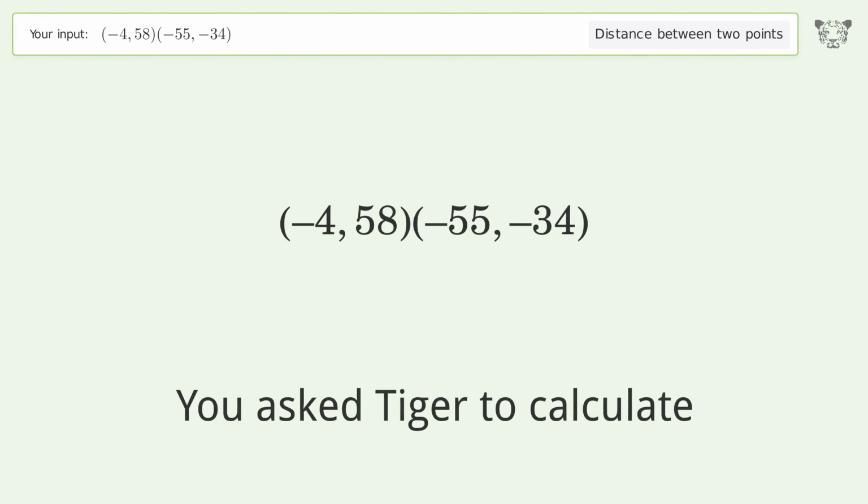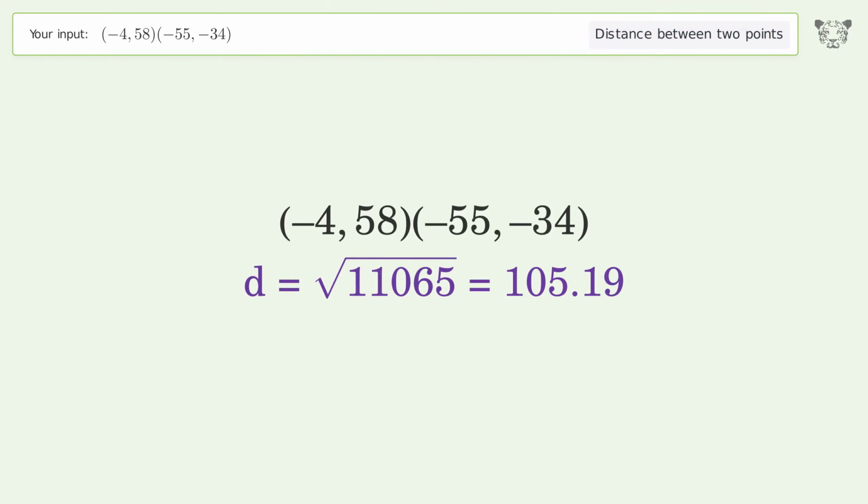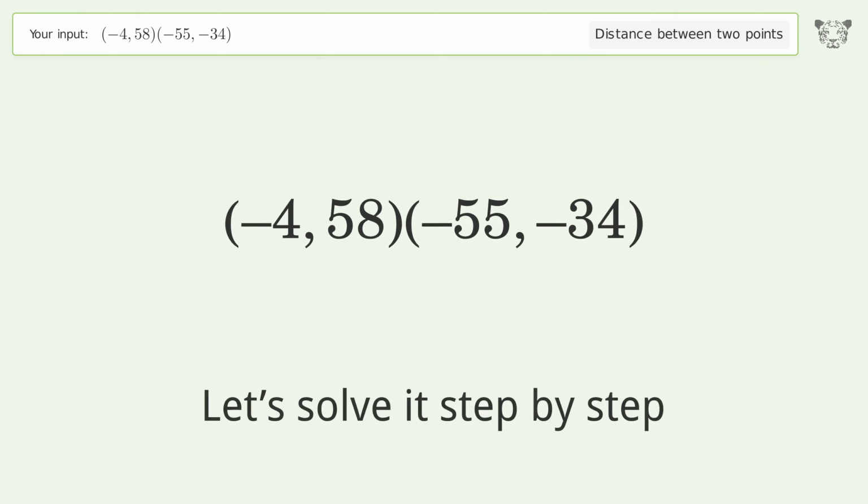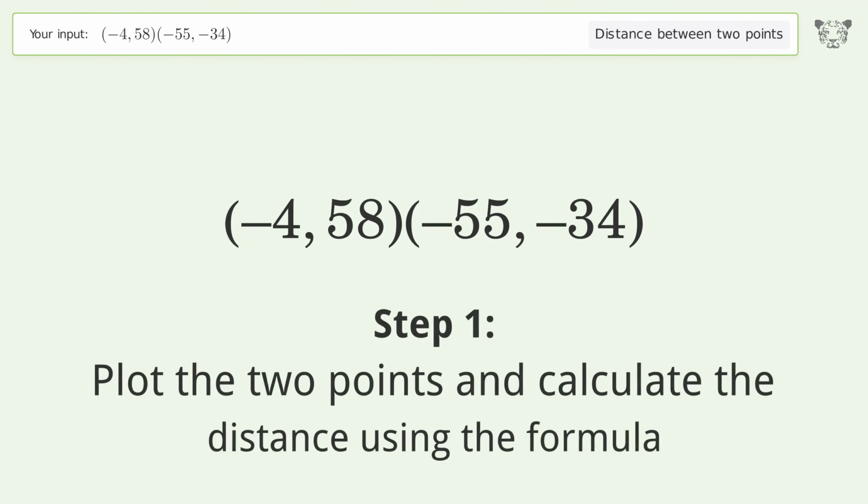You ask Tiger to calculate. This deals with the distance between 2 points. The distance between the 2 points is the square root of 11,065, or 105.19. Let's solve it step by step. Plot the 2 points and calculate the distance using the formula.